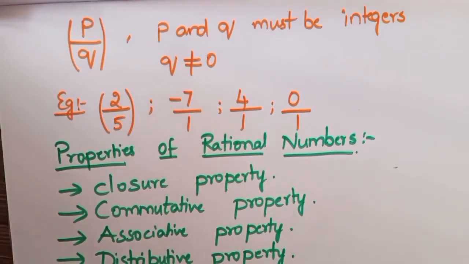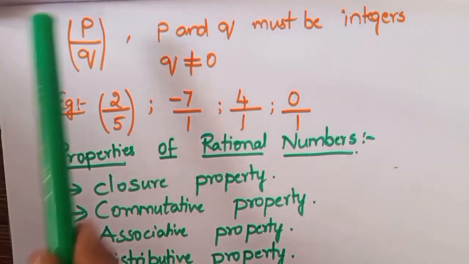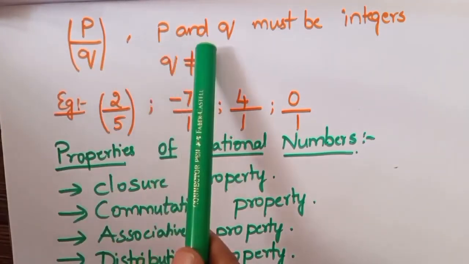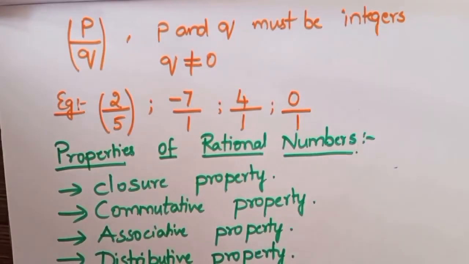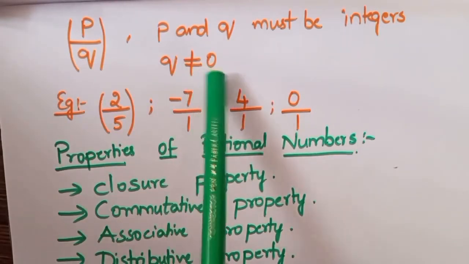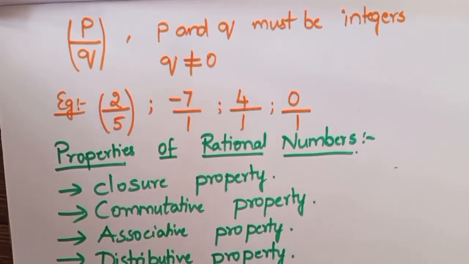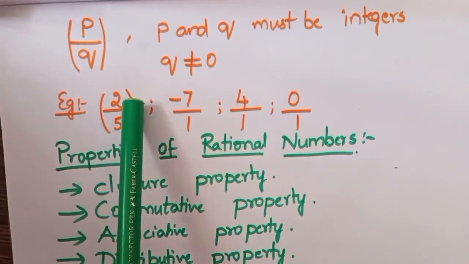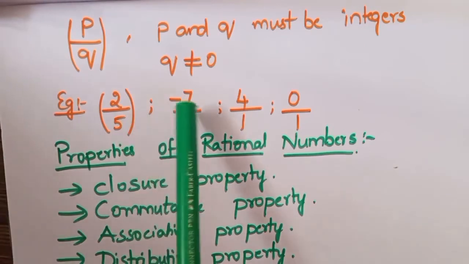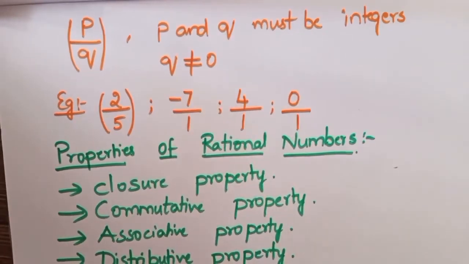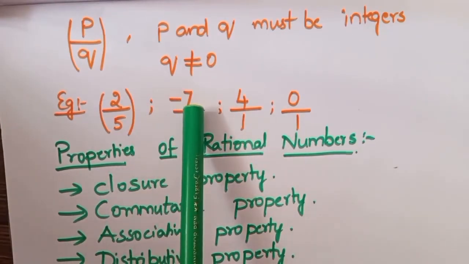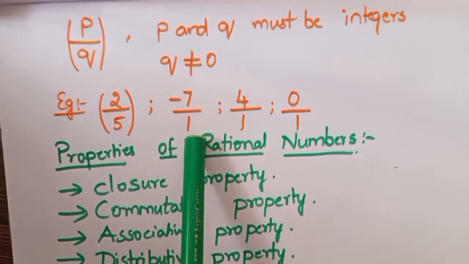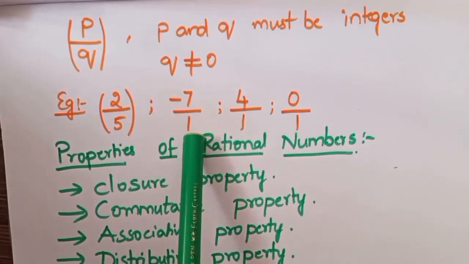Therefore, any number which can be represented in the form of P by Q, where P and Q are integers and Q is not equal to 0, can be called a rational number. Some examples of rational numbers are 2 by 5, then minus 7. Can we call minus 7 a rational number? Yes, minus 7 can be written as minus 7 by 1. So it can be called a rational number.